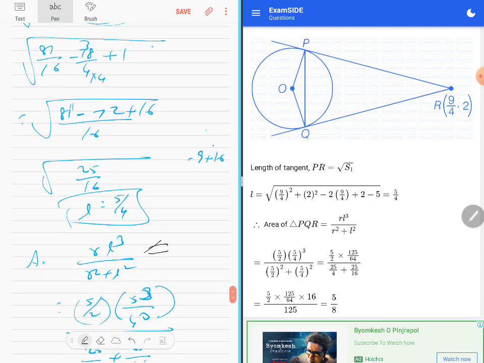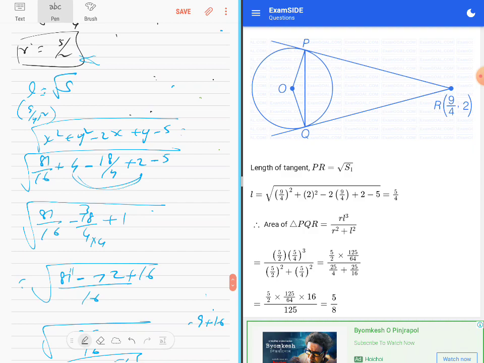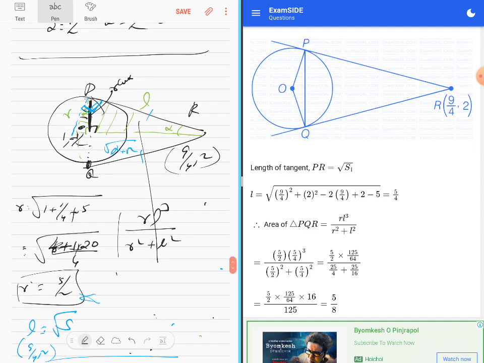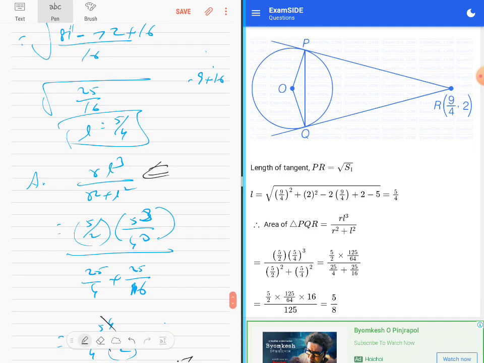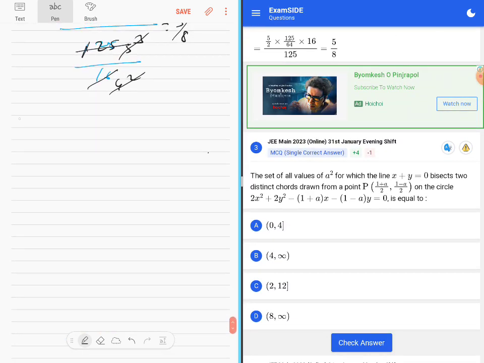So if you can remember this, you can avoid half into base into height and all that. Just a question of L can be found out immediately. You don't need to derive the formula. I'm just teaching you, but if you can memorize the formula, the answer becomes very, very easy. So let's go to the next question. The set of all values of a square. Okay, so let me break with this and then continue in the next video.